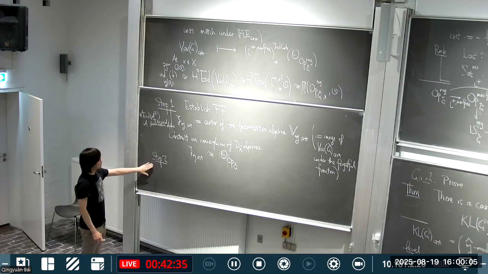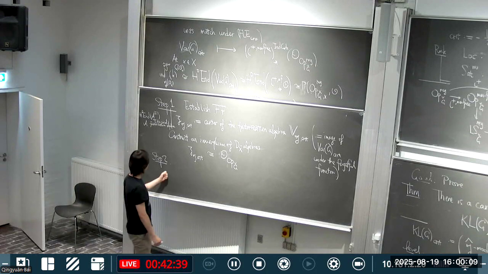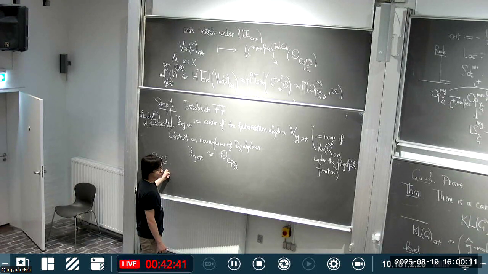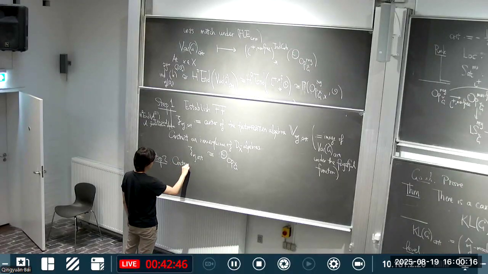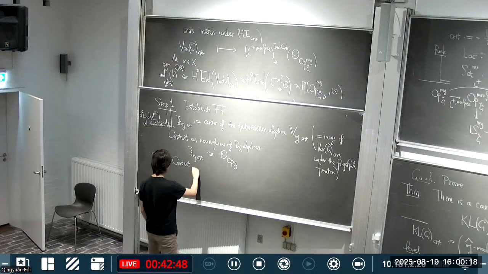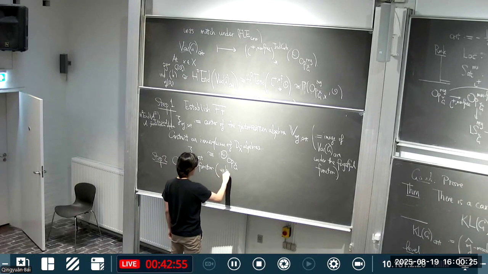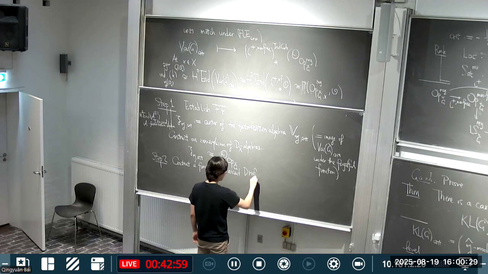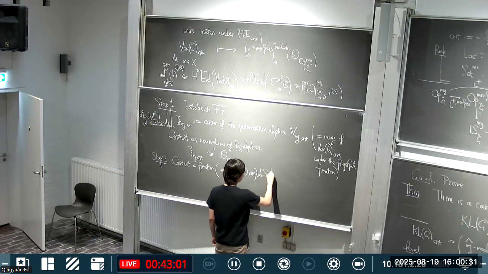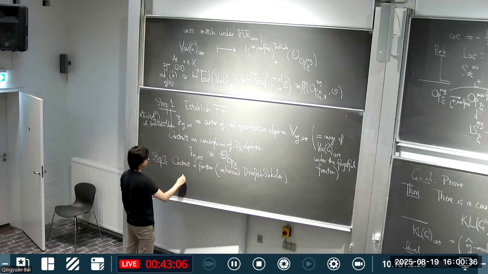Okay. So step two. Okay, yeah. So now we'll construct the functor. This will use step one, even though it does not appear explicitly. So we'll construct a functor, and this is some version of the Drinfeld-Sokolov reduction. So it will take the following source and target.